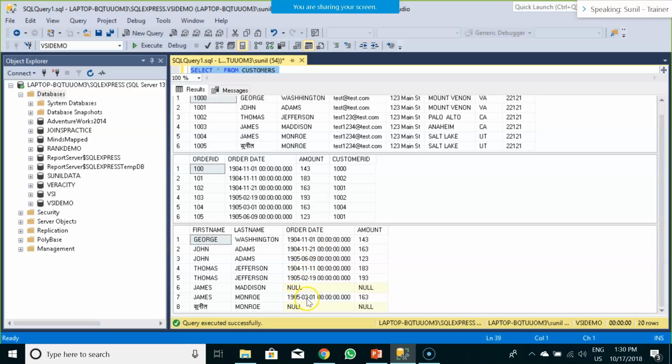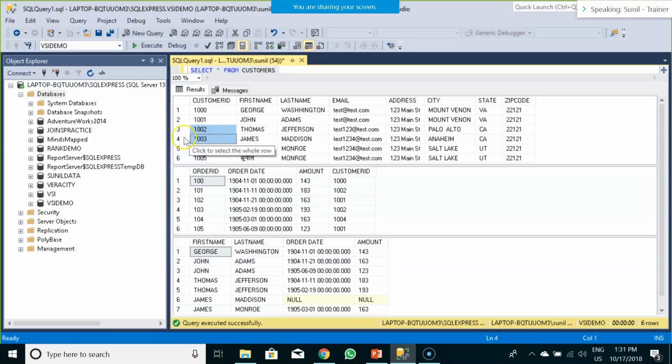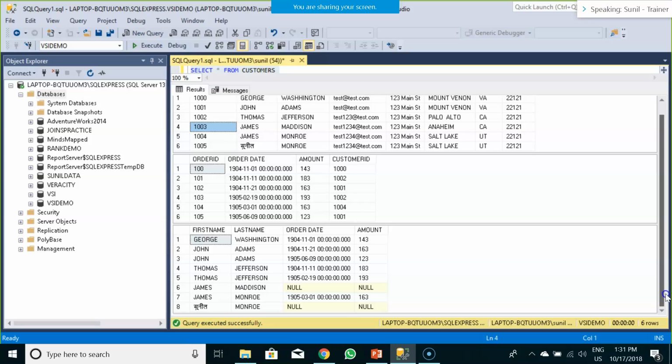So matching records are already highlighted, but for the items on the left table which did not have any order, that information is marked as null, because the record James Madison, record number 1003, like we already discussed, didn't have any associated order with it. So what it did, it included a null. Null means there is no order for it. Same thing it did for 1005.